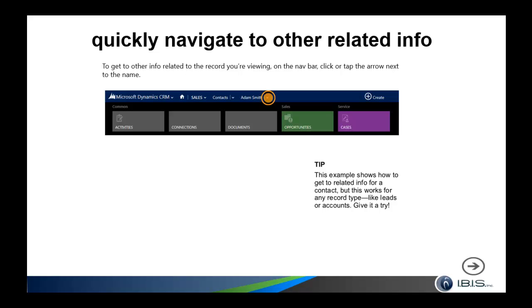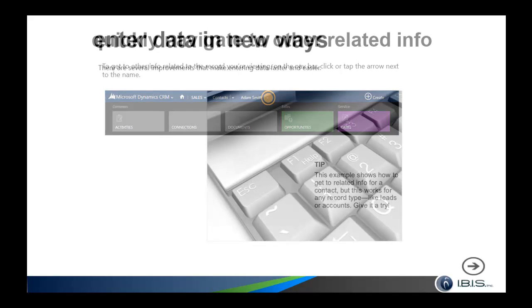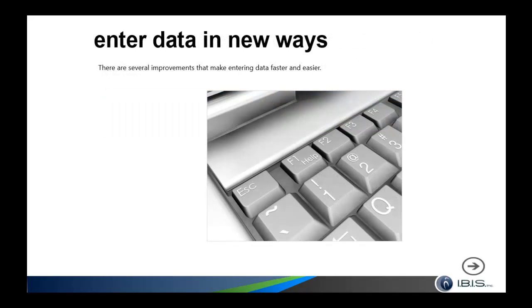So again, this is the information that used to be on the left-hand side. Now it's on the top and color-coded in the tile format. And this is standard for any other record that you may be looking at in CRM as well. So if we were looking at a view of opportunities and we wanted to see the related activities for that opportunity, we would click on the arrow to the right of the record, and that will take us to the related entities.